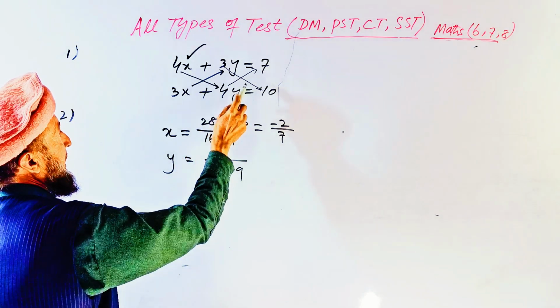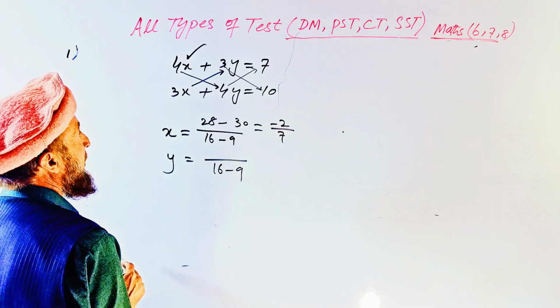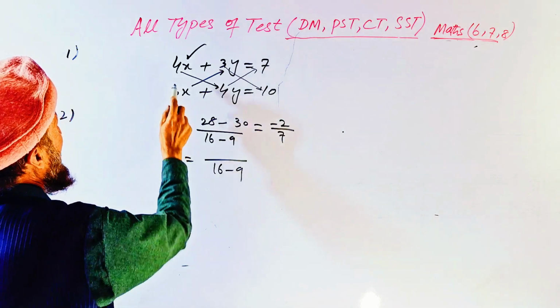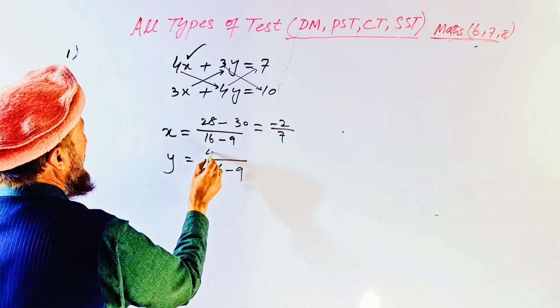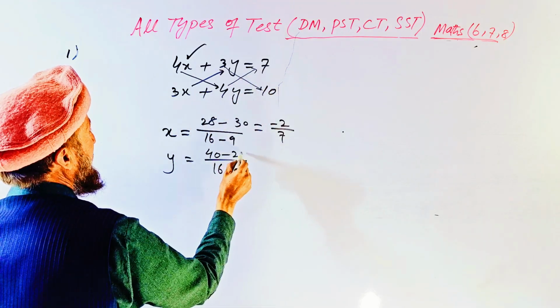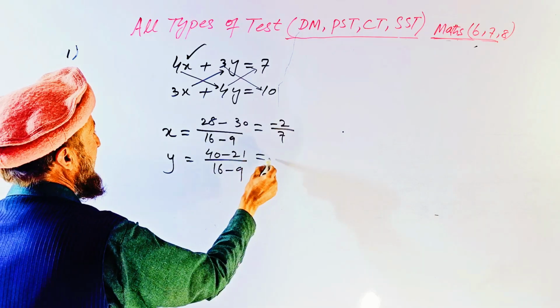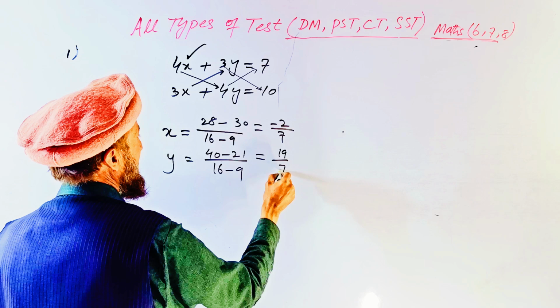Similarly, now look here, the other result we are finding is for y. For y, this result will be 40. 4 multiplied by 10, we get 40, and 3 multiplied by 7, we get 21. So we get 19 divided by 7.